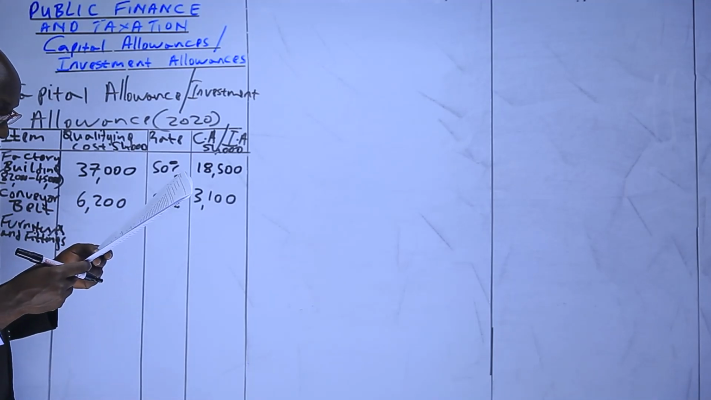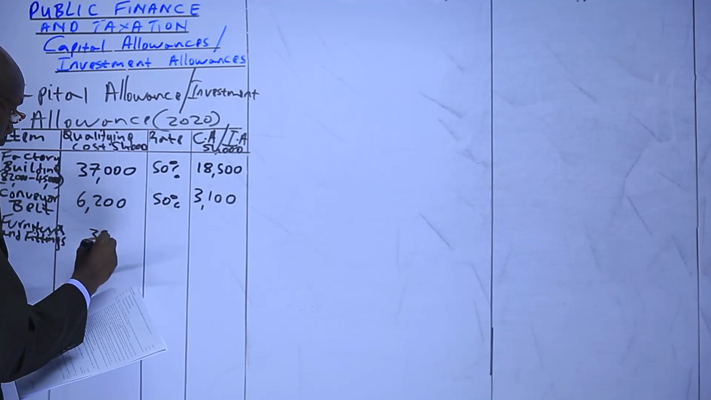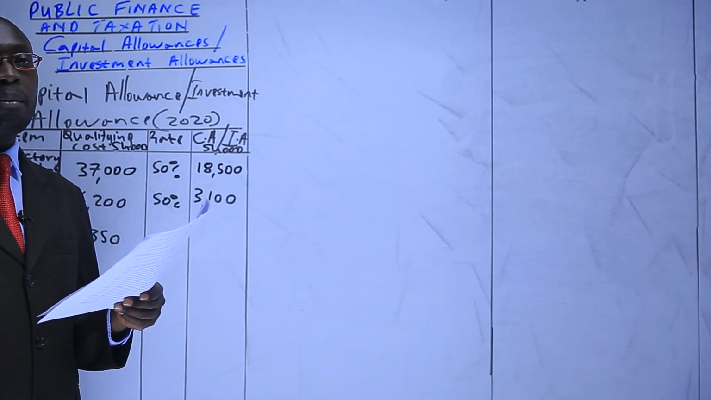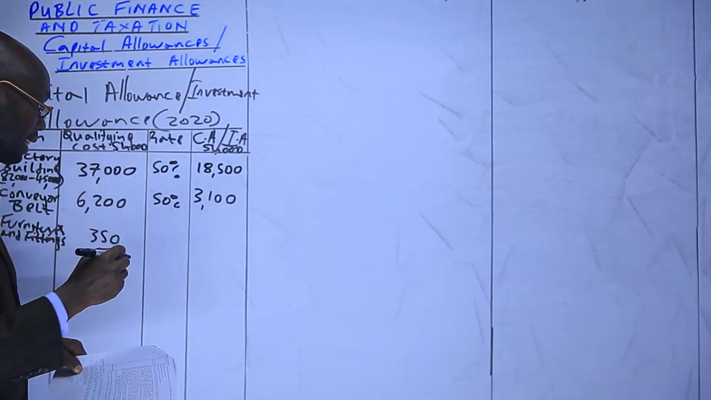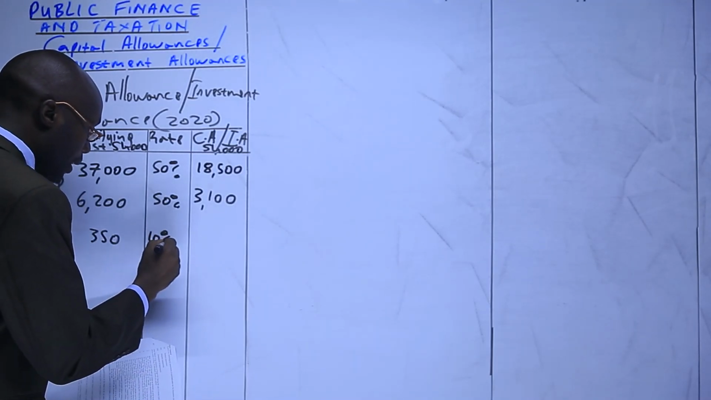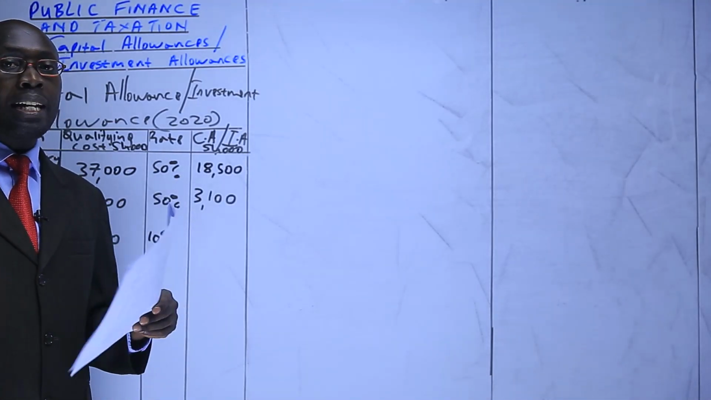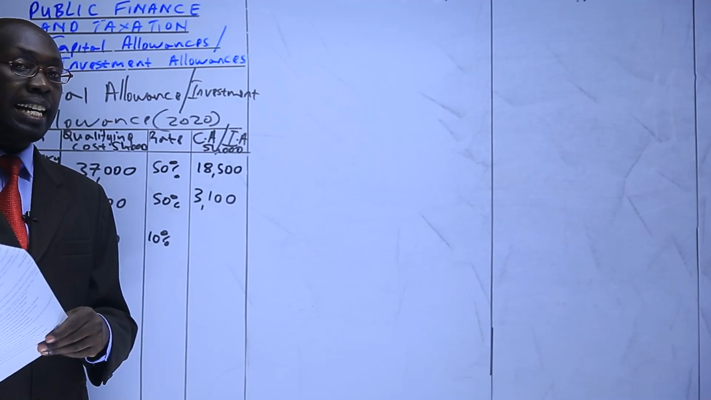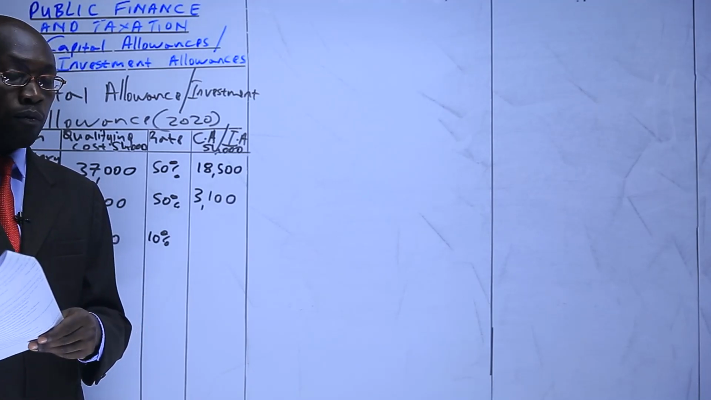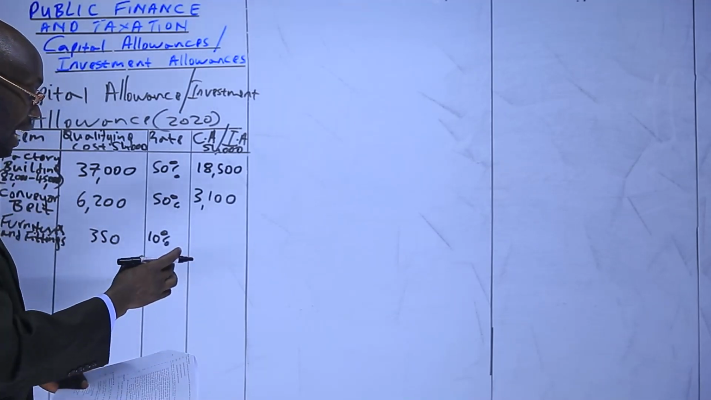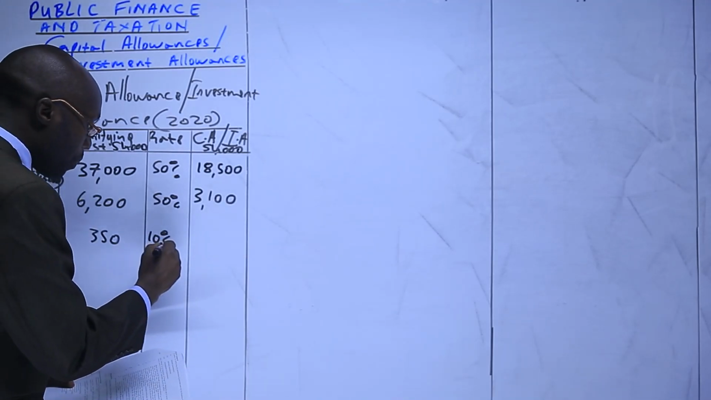For the furniture and fittings, the amount is 350. We said the rate is 10%. Other than the 50%, all the other rates are per annum, per year. Per annum, we said, is per 12 months. So if it was used for less than 12 months, you have to apportion the rates accordingly.